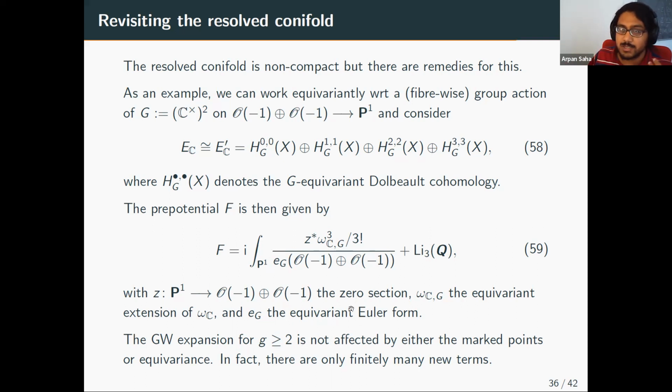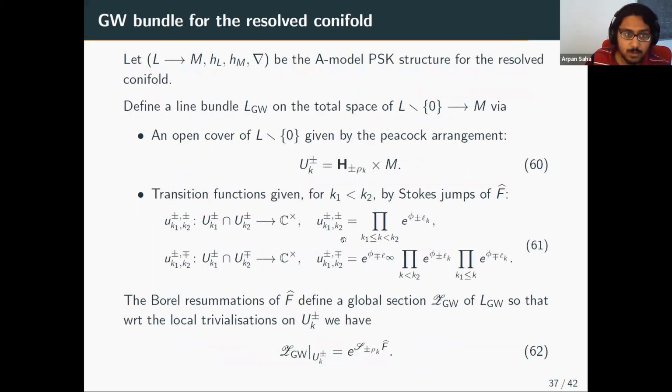Okay, and so the resurgent analysis that we did, which took into account only genus greater than or equal to 2, is completely unchanged. And so the Stokes ambiguity, the way you can resolve it is by thinking of the Borel resummation not as a function on the total space of L, but as a section of a certain line bundle.